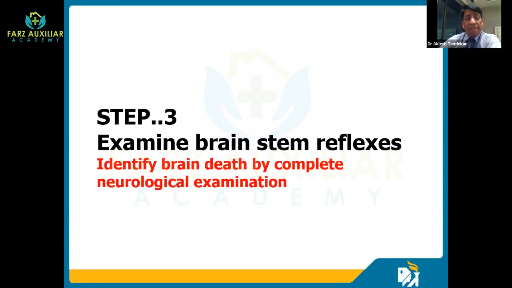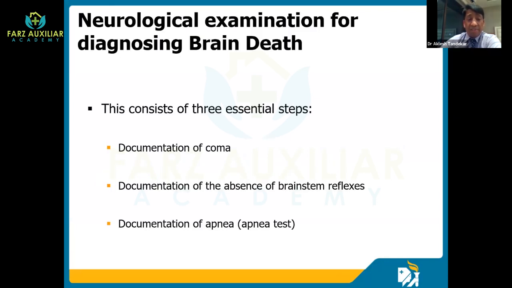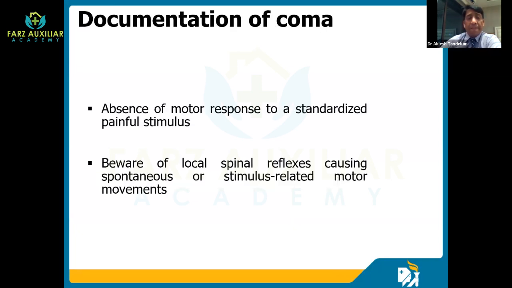So next, the third step is to identify brainstem reflexes. How do we identify brainstem reflexes? For that, it has to go through three essential steps. We need to first document coma. The second step is to document brainstem reflexes. And the third step is documentation with the apnea test.